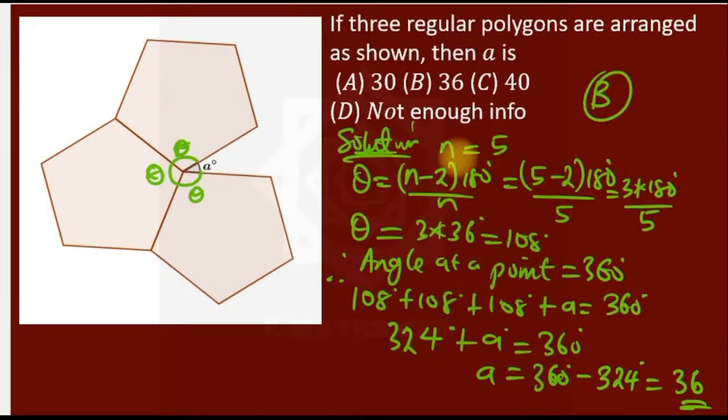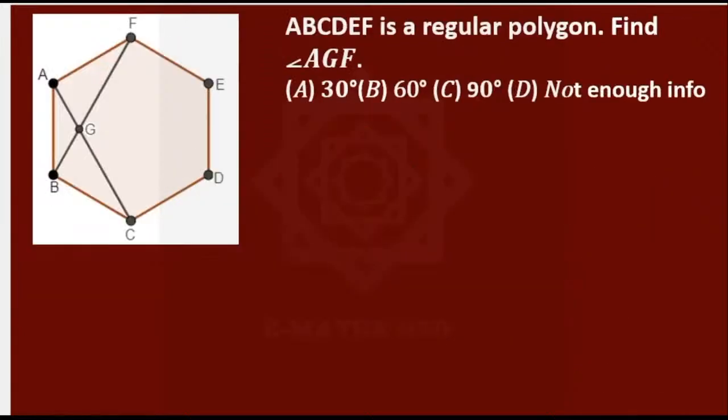So it's a very technical question. The next one, they said A, B, C, D, E, F is a regular polygon. We're asked to find angle AGF. If you are looking for this angle, it is meant for the middle letter, AGF. So we're looking for the middle angle. Where is A, where is G, where is F? So we're looking for this. Let's call it theta.